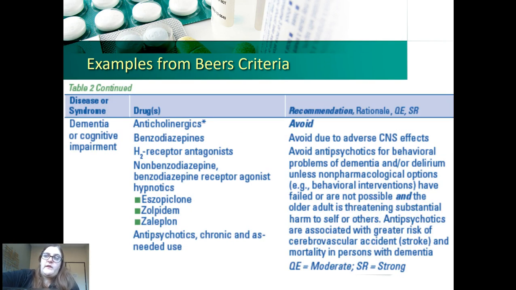Those were both examples of things from that first table that really lists out meds to generally try to avoid for everybody. Now, these are meds to try to avoid if they have certain disease states. So here's that example again of people with dementia, and you can see the anticholinergics is specifically called out. But then they also include anything else really that causes a decrease in cognitive function.